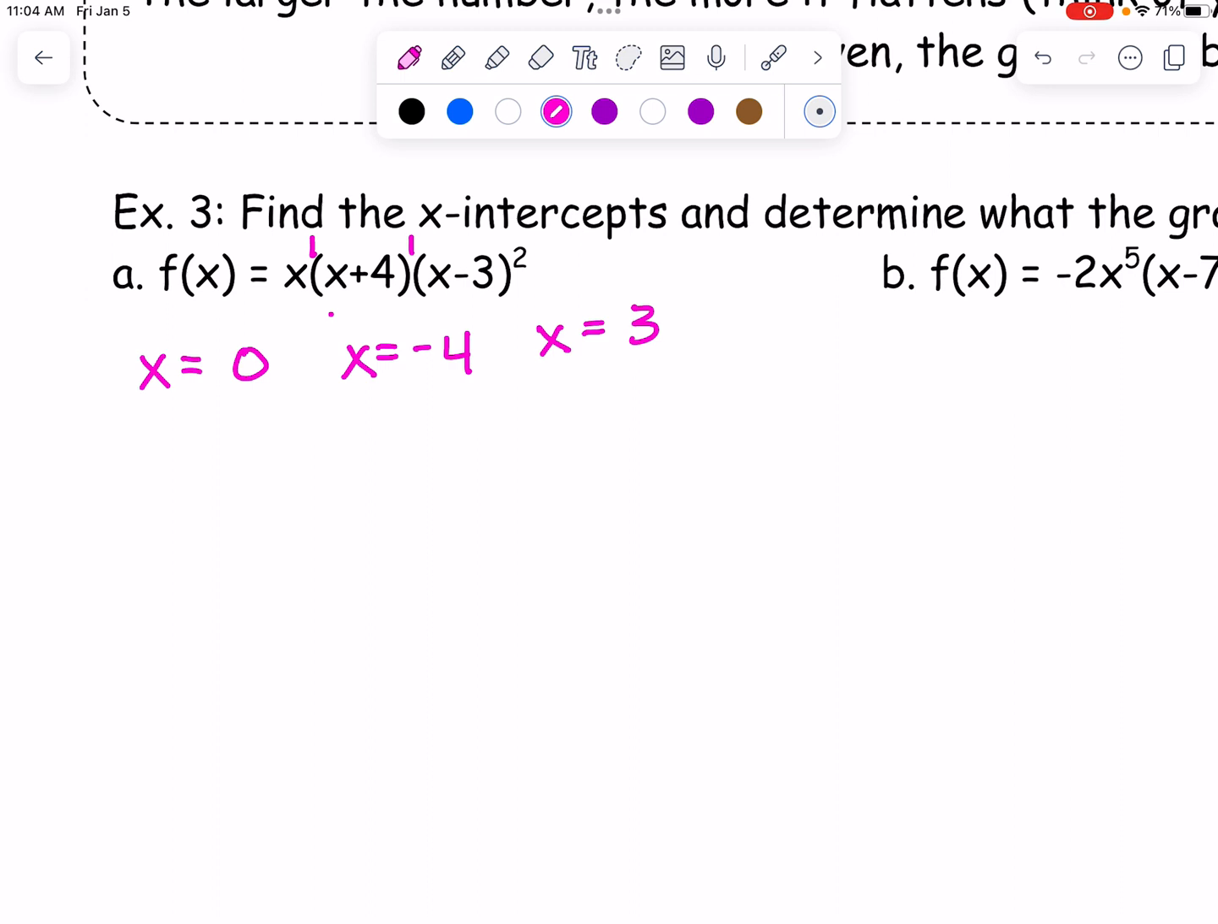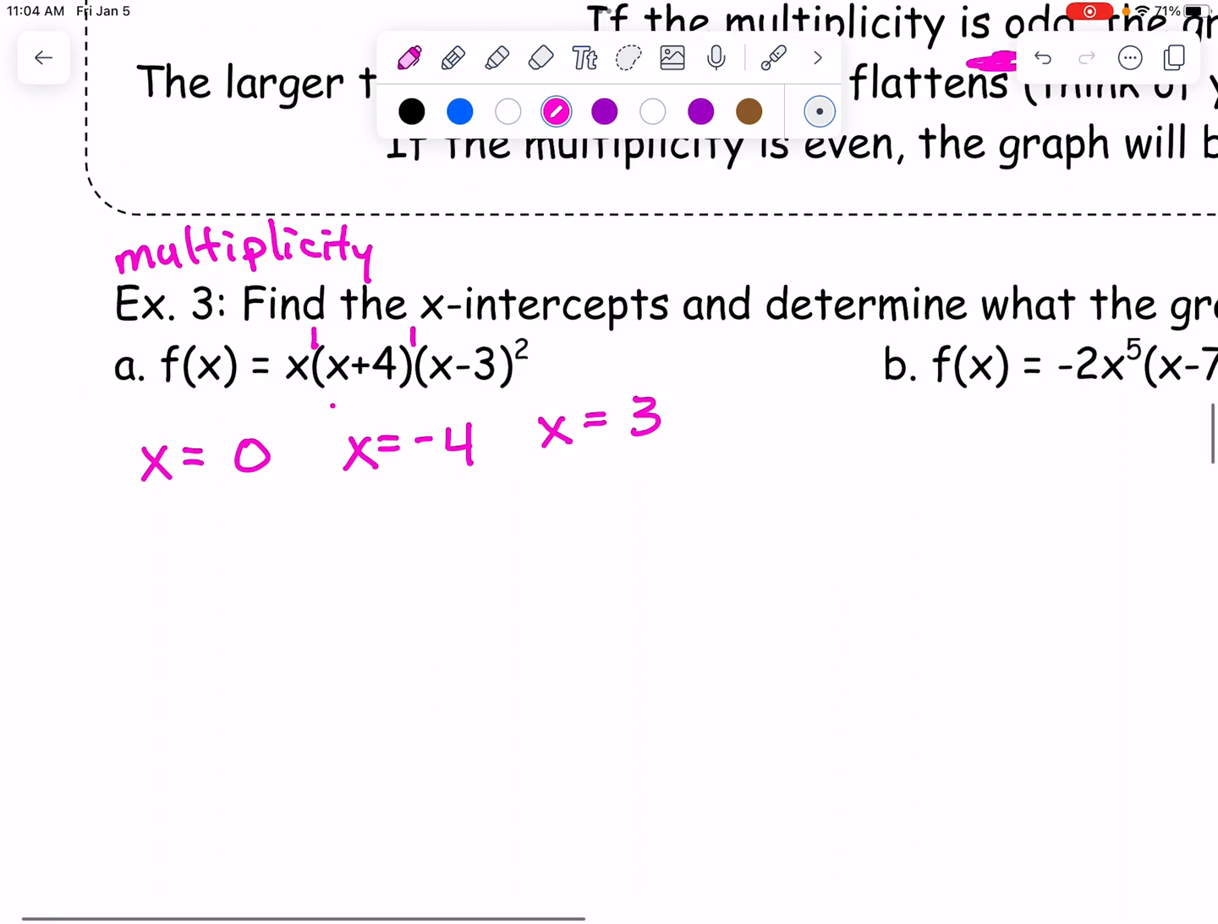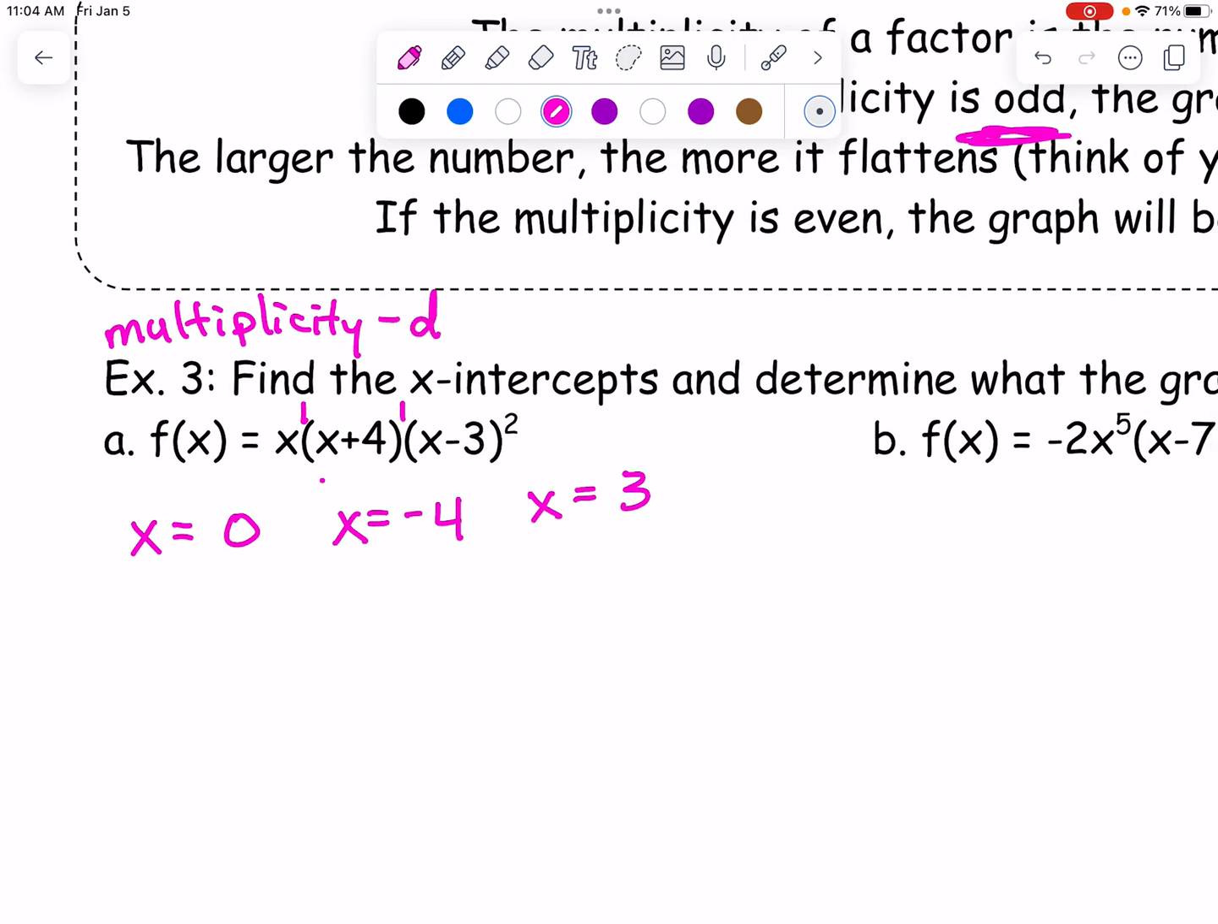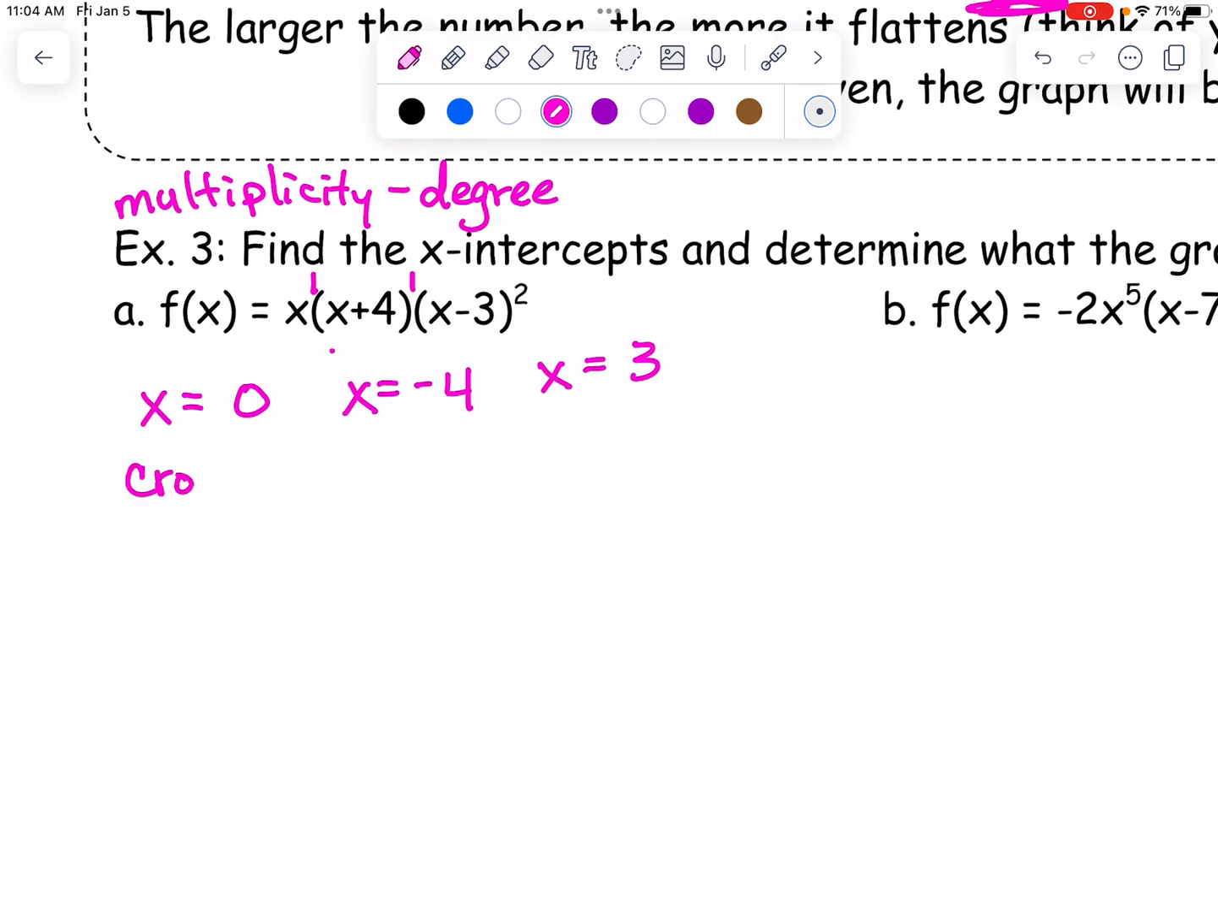At 0, your multiplicity is the same as your degree, or your exponent. The multiplicity is referring to the degree. At 0, your multiplicity is 1. That means it's going to cross at 0. At negative 4, your multiplicity is 1. That means it's going to cross at negative 4. At 3, our multiplicity is 2, so that means it is going to bounce. So that's all it's asking for.